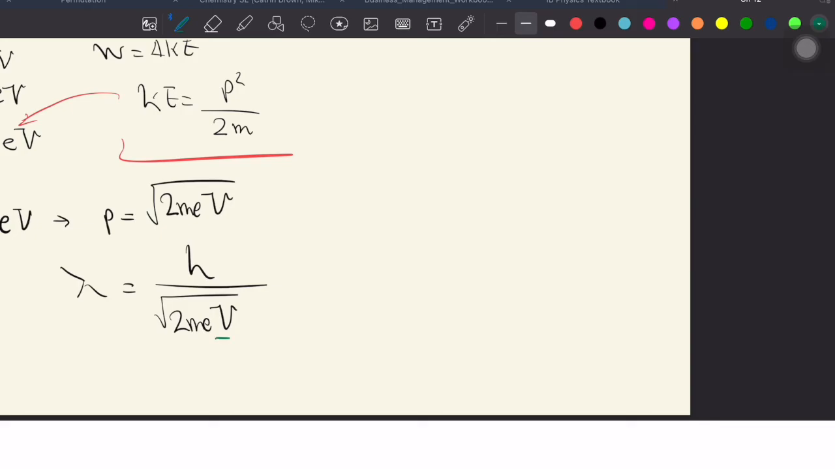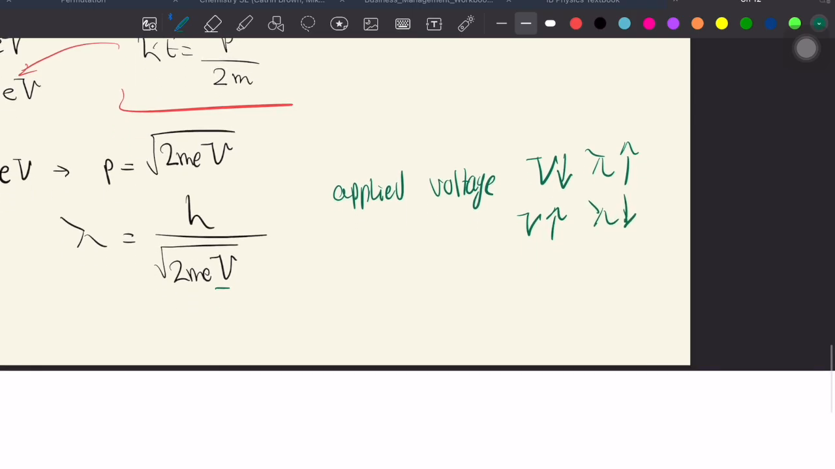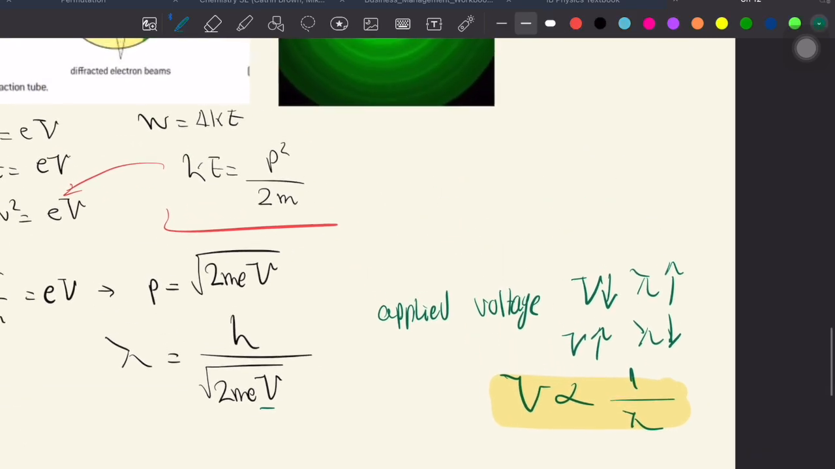V here is our applied voltage. So if we decrease our voltage, our lambda increases. Vice versa, if we increase our voltage, our lambda decreases. And so there is, in essence, an inversely proportional relationship between the voltage applied to accelerate that electron and the wavelength formed, the wavelength of that electron wave.